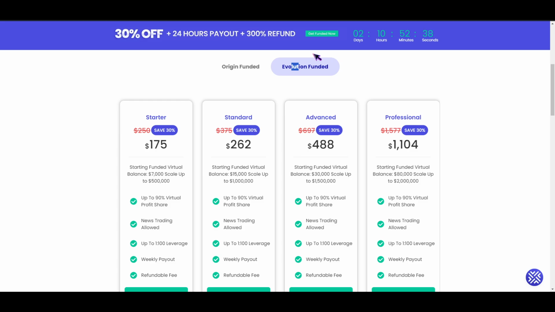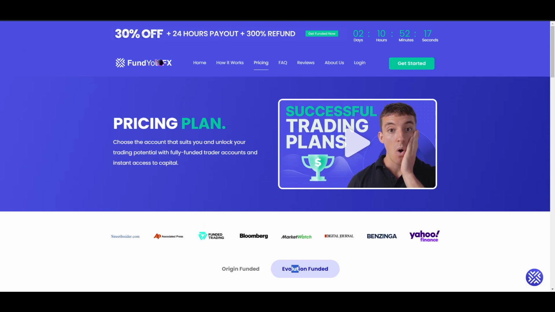Then if all of those check out, you want to check the rules per plan. You want to check the funding per plan and the pricing, so that when everything checks out for you, you can make the best decision that you can, so that you will have the smoothest and the best experience when you use FundYourFX.